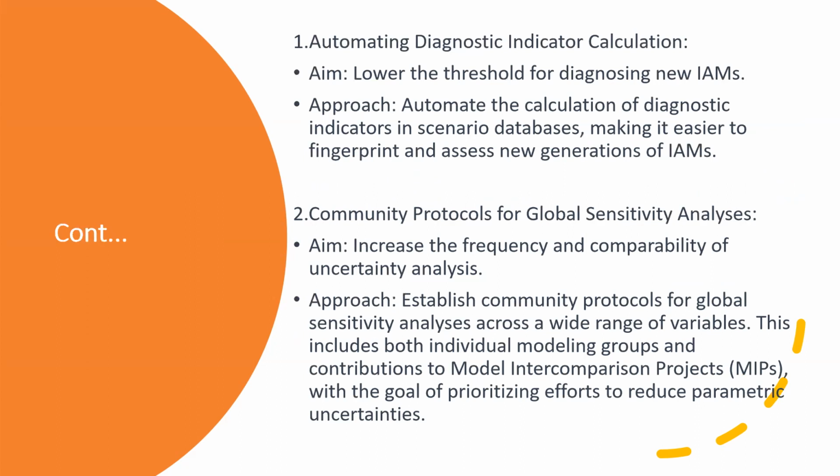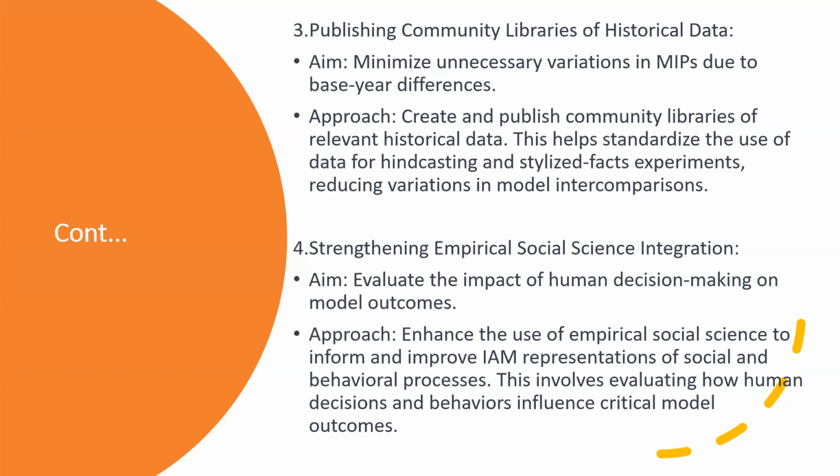So coming to them one by one, automating diagnostic indicator calculation. What is this? The main aim is to lower the threshold for diagnosing new IAMs. Community protocols for global sensitivity analysis: the main aim is to increase the frequency and comparability of the uncertainty analysis. The main approach of automating diagnostic indicator calculation is to automate the calculation of diagnostic indicators in scenario databases, making it easier to fingerprint and assess new generations of IAMs. Third, publishing community libraries of historical data means minimizing unnecessary variations in MIPs due to base year differences. It means the historical data should be collected and stored, by which the model training will be very useful for the databases. And strengthening empirical social science integration: the main aim is to evaluate the impact of human decision making on model outcomes.